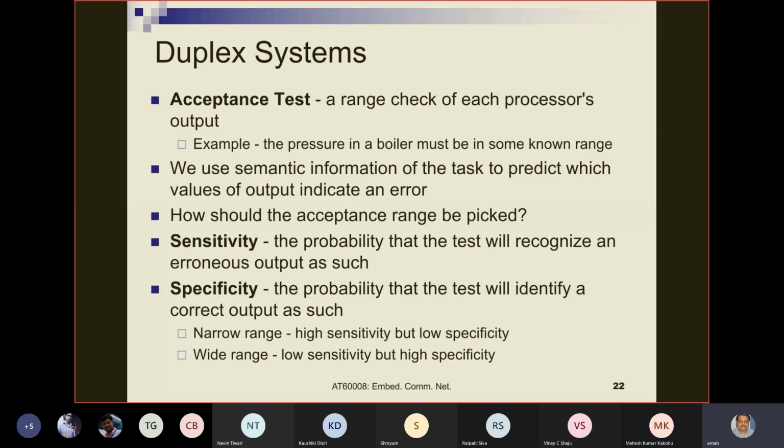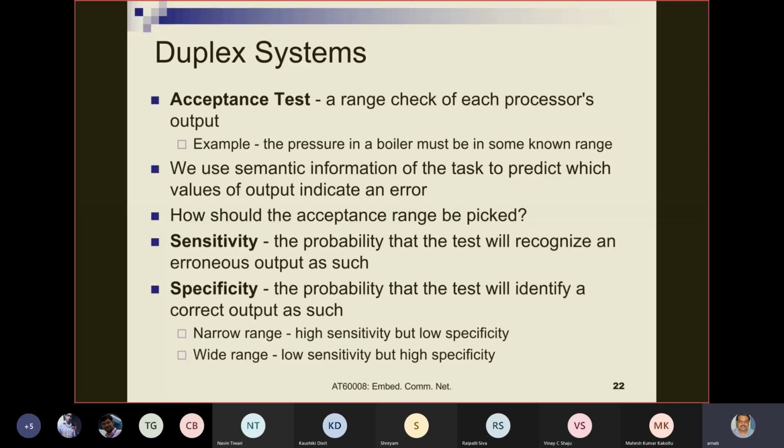So what is sensitivity? Sensitivity is the probability that the acceptance test will correctly recognize an error. And when will that happen? If the acceptance range of outputs is small. Because if the range of outputs is small, then whenever the output is outside this range, I will say that there is an error. So the probability that the test will correctly recognize an error will become high.